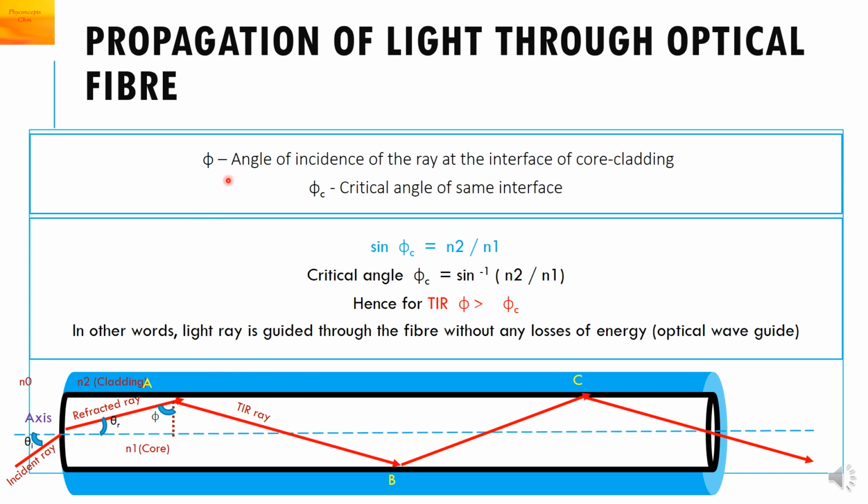We will denote phi as the angle of incidence of the ray at the interface of core and cladding, and phi c is the critical angle of the same interface. If we consider the core and the cladding interface, here the angle of incidence is this theta r. This is the incident ray when you are considering the interface of the core and the cladding.